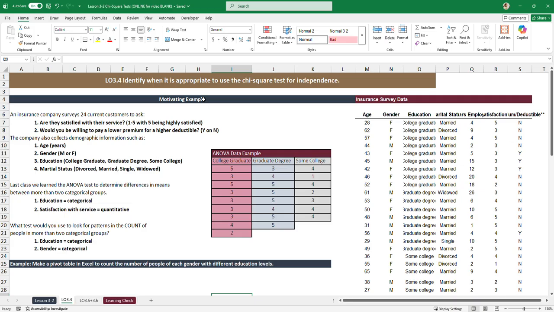So we're going to start with a motivating example that will help you to understand what type of data this test applies for, especially since we've learned about many different types of tests for inferential statistics in this course so far.